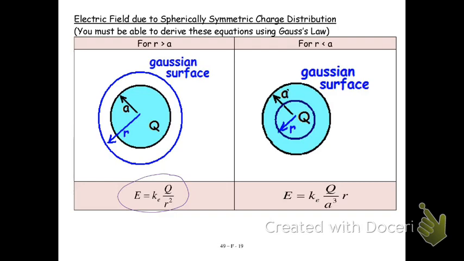How would I do this using Gauss's law? Same as normal. Just at the end, I'd say, oh, Q inside is whatever that charge is. This second one is a bit more interesting. You can see that it's not the same answer.